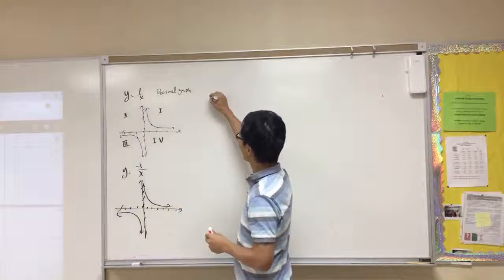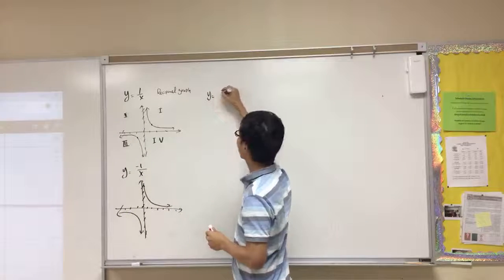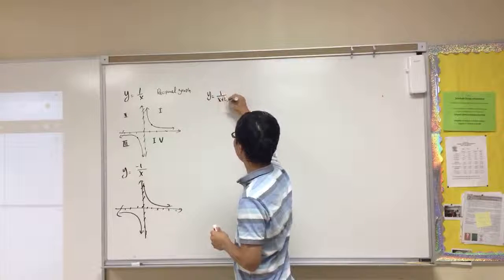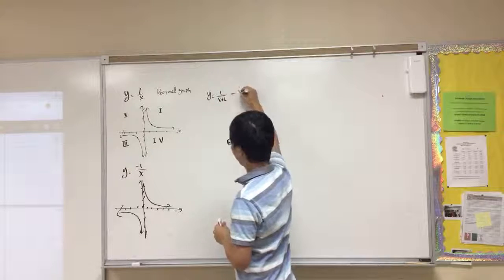So we're going to talk about how to graph with a transformation. So let's say 1 over x plus 2.